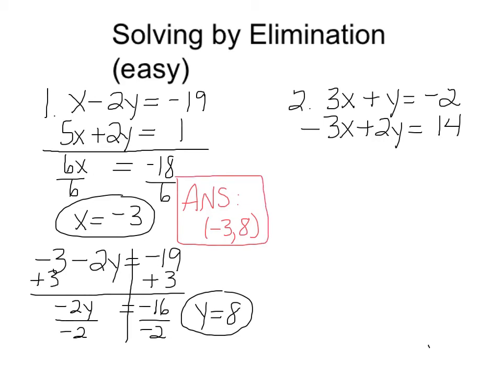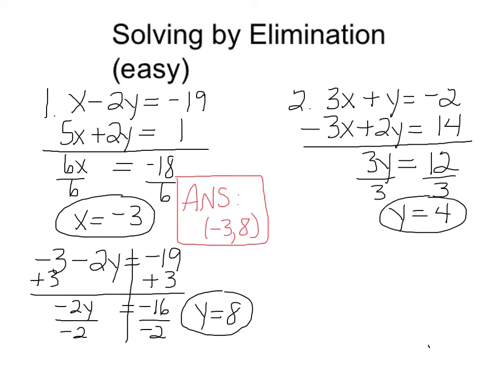Let's try to do number 2 using the elimination method. I want to look and see if anything would eliminate if I add these equations together right now. And hopefully you notice that if you added these two equations together, the 3x and the negative 3x would add up to nothing. So let's add them together. 3x and negative 3x is nothing, so don't write anything. 1y plus 2y is 3y. And if I add together a negative 2 and a positive 14, I get positive 12. This is again a one-step equation. Divide both sides by 3, and I get y equals 4.